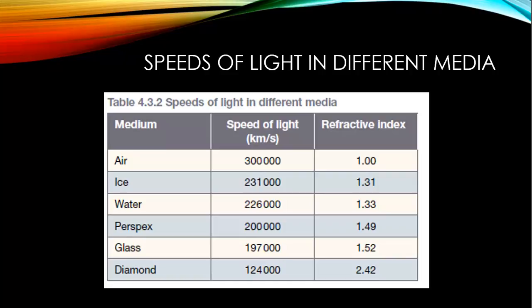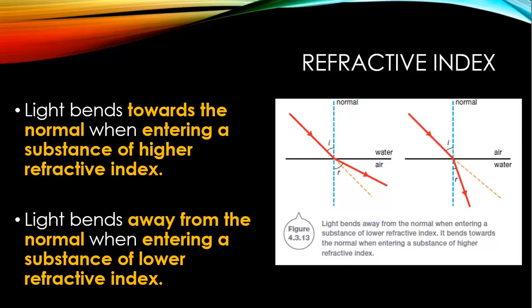So we've got different media here, and the speed of light in different media. You can see the speed of light changes depending on what it travels through. Through air, we can see it travels quite a lot faster than through a diamond. This also has a relationship with the refractive index. The refractive index of air is a lot less than that of a diamond, so we can expect a greater refraction to occur in a diamond than in the air.